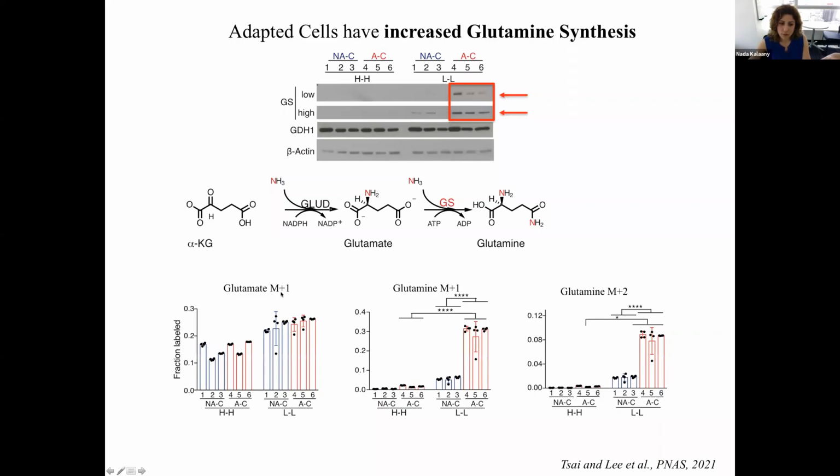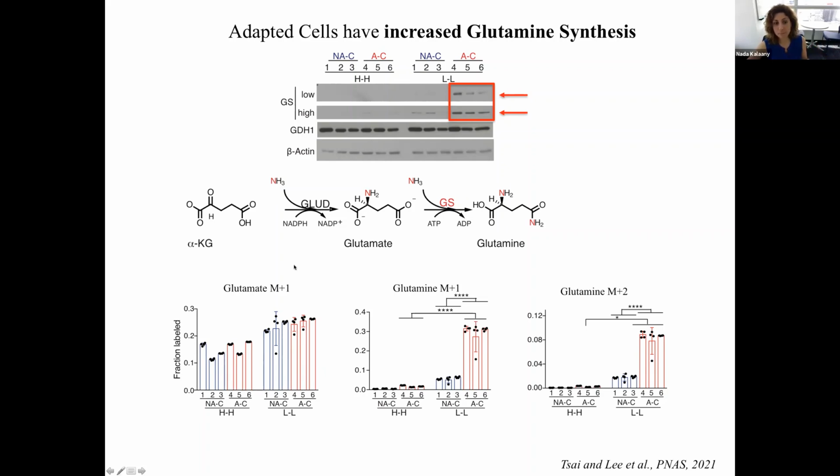Although the levels of M+1, so labeled glutamate, were similar between the non-adapted and adapted clones under low-low conditions, we saw a significant difference in the labeled fraction of glutamine. So you can see here about 30% versus 8% labeled glutamine, indicating that this M+1 is coming either from labeled glutamate upon condensation with unlabeled ammonia, or vice versa.